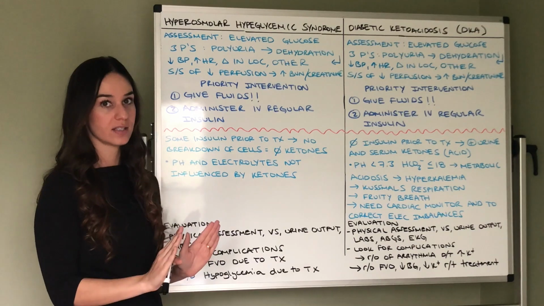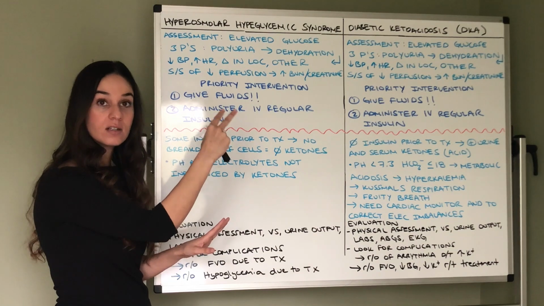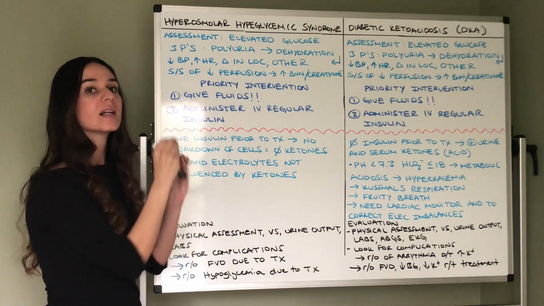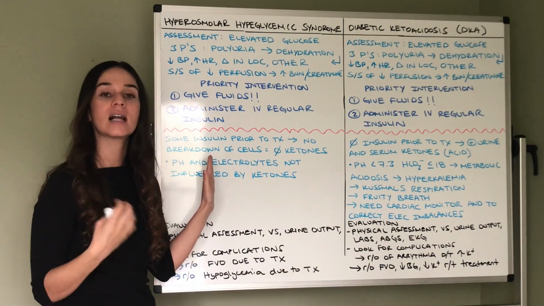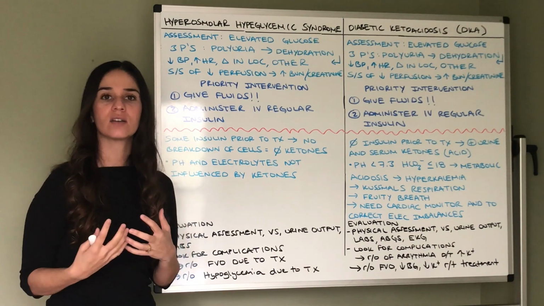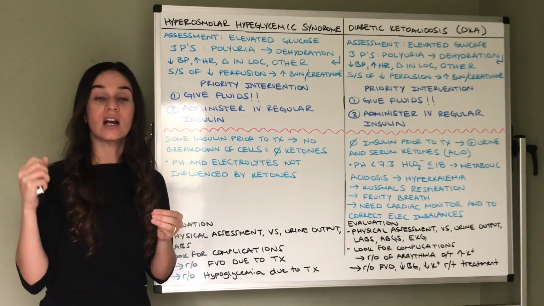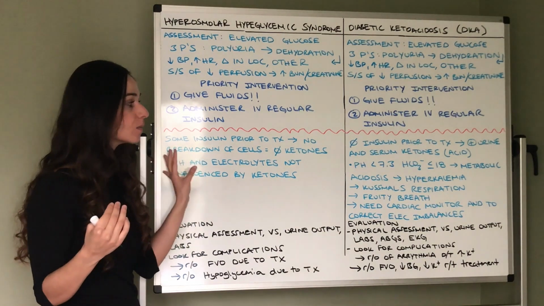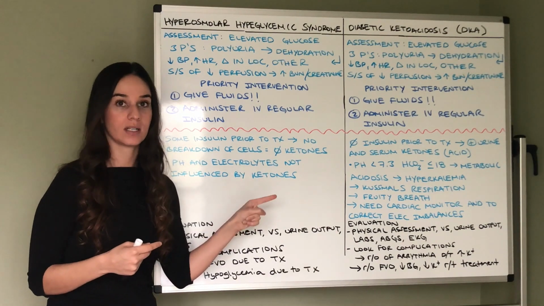Now, let's talk about the differences between HHS and DKA. So remember, both showing signs of dehydration, both administering fluids, both giving IV regular insulin. But let's talk about the difference in the body. On this side, HHS, the client still had some insulin prior to treatment, okay? So if they had some insulin in their body, there was still some glucose being transported into cells for energy, or being stored for energy, and glucose being utilized for energy. So, because there was some insulin in their body prior to treatment, they did not have ketone development.